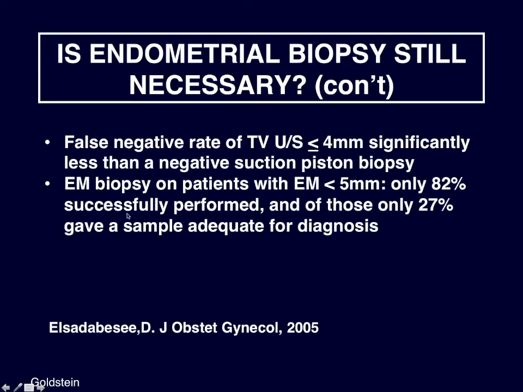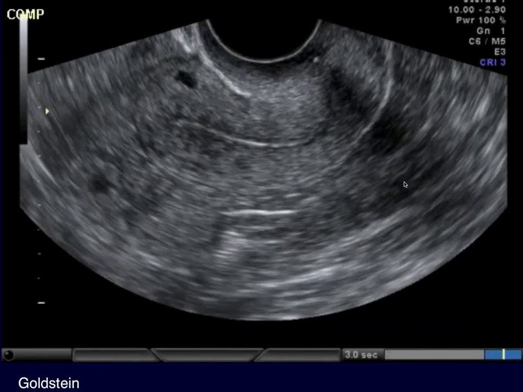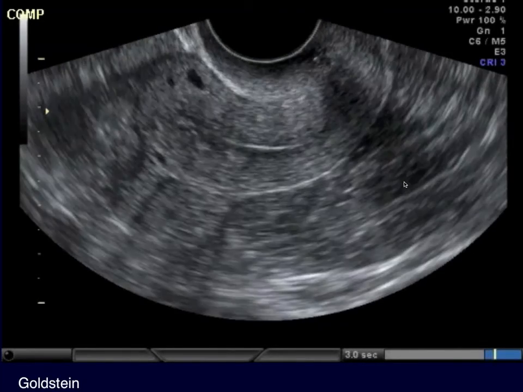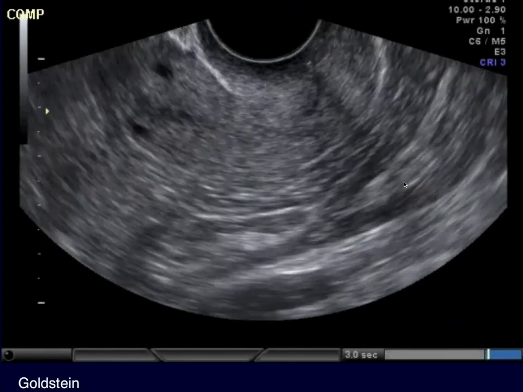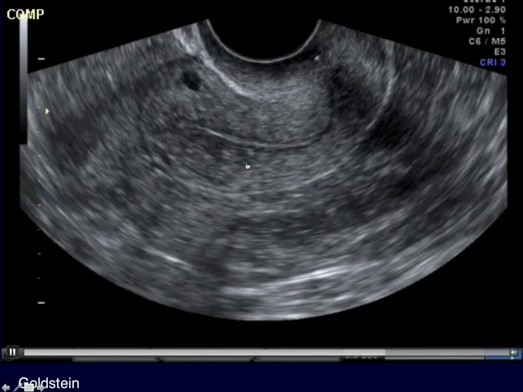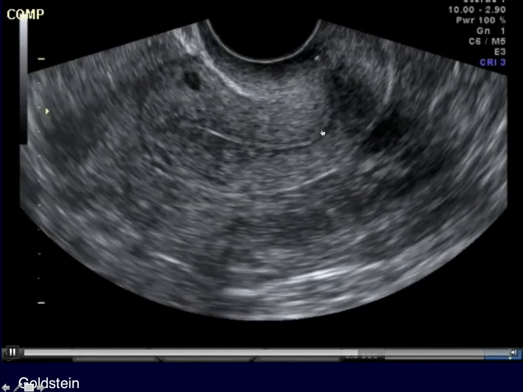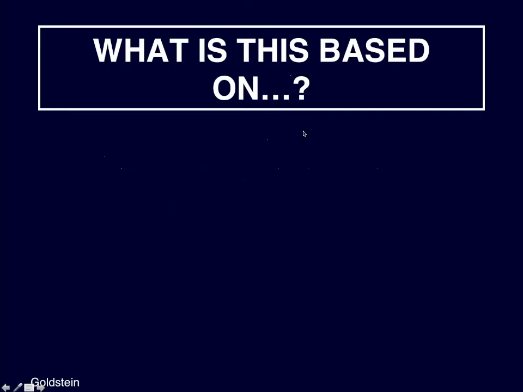And in fact, this paper showed that if you do an endometrial biopsy on postmenopausal patients with an endometrial echo less than 5 millimeters, only 82% of the time was it even successfully performed, and of those, only 27% gave tissue sufficient for histologic diagnosis. And so this 64-year-old woman who has a stain in her underwear comes into my office. I do a transvaginal ultrasound. I see the endocervical canal. I see the endometrial echo taking off from the endocervical canal.